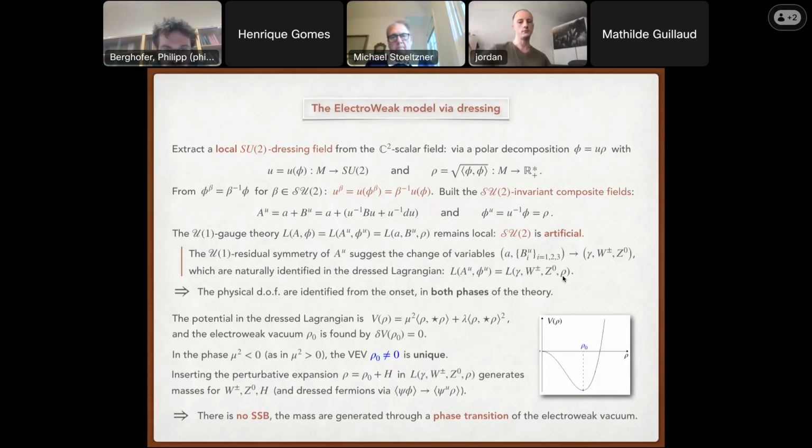Well, okay, maybe not the Higgs appears, but all those variables are identified before looking at the minimum of the potential. So in a sense, the physical degrees of freedom are there in both phases of the theory. The question is in which case you have masses, and that's controlled by whether or not you have a non-zero vacuum for the scalar field.